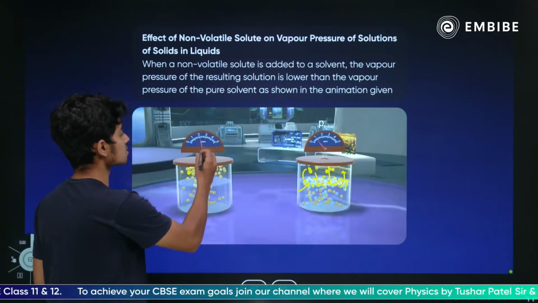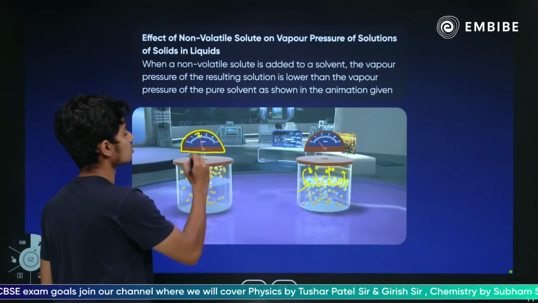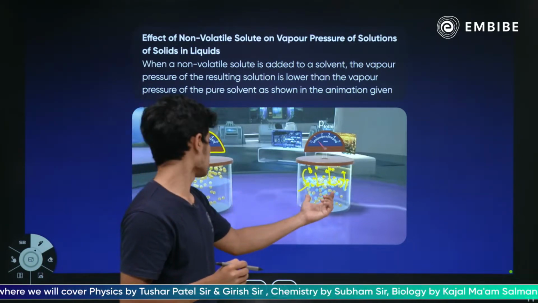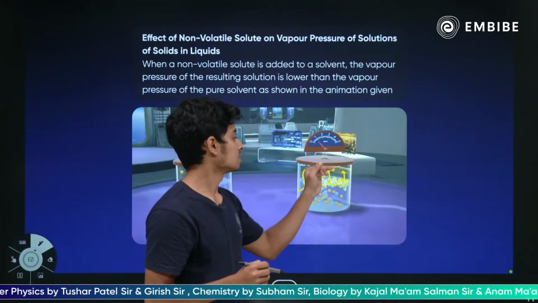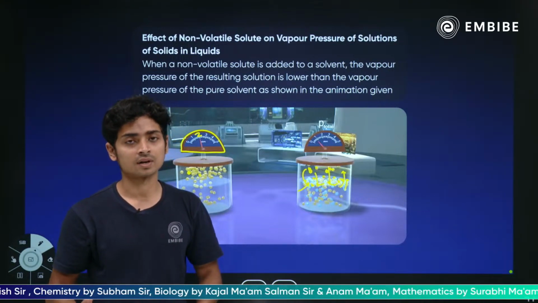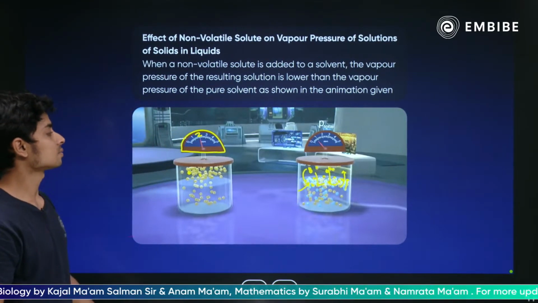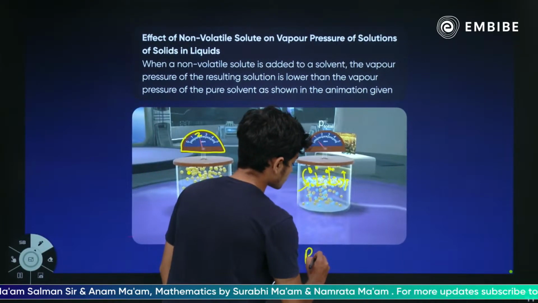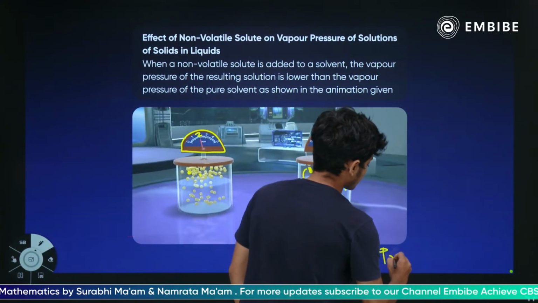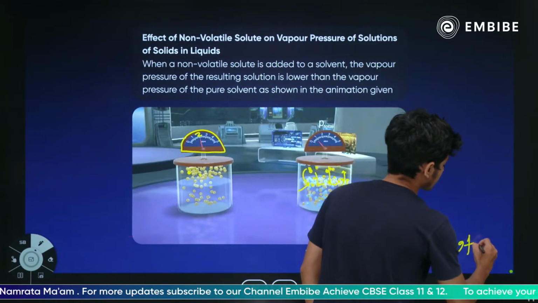You can see here an instrument like a barometer. Initially the reading was 2, but as the solute started mixing in the solution, the reading became less than 2. So the vapor pressure reduced when you added a solid solute which is non-volatile. So that is the effect. It lowers the vapor pressure: P of solution is less than P of pure solvent if a non-volatile solute is added.